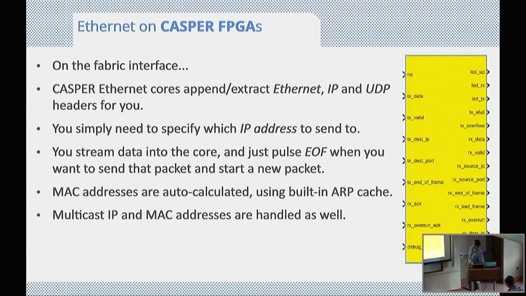This is what the yellow block looks like, out of interest. And as I mentioned, Casper Ethernet cores are designed to work with Ethernet, IP, and UDP. Those are the supported protocols at the different layers. And those headers get appended and extracted automatically for you. You just tell it which IP address you want to send to. And you just stream this data into the core, and then when you want to end the packet, you pulse end of frame, and that will send the packet and be ready to accept another one.